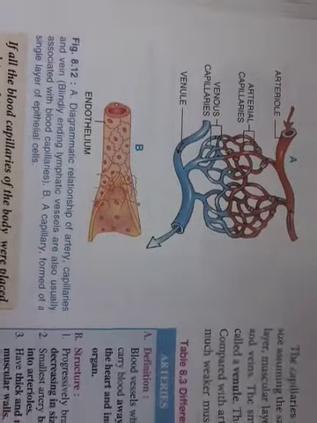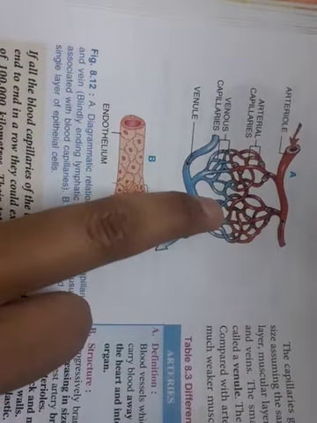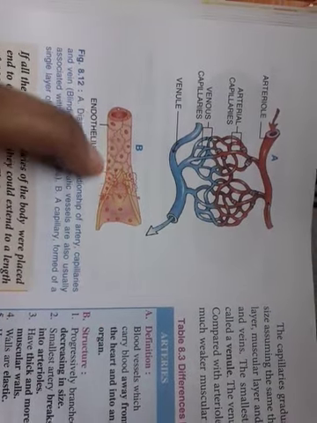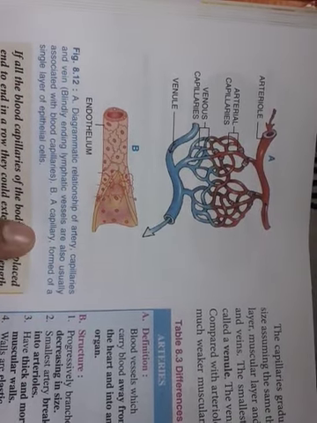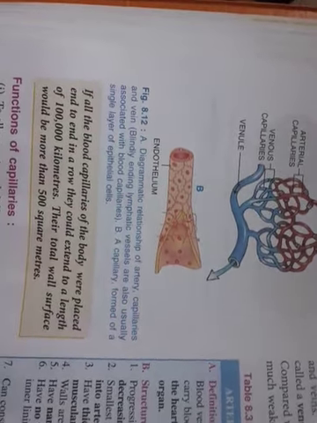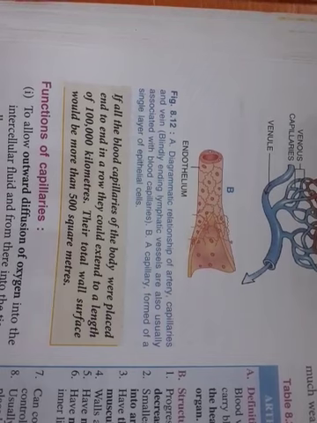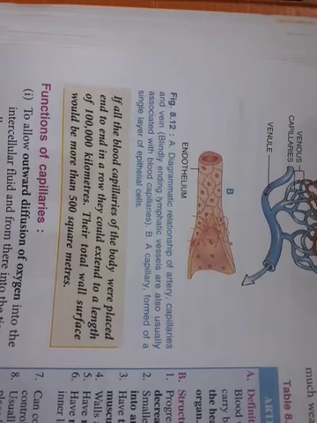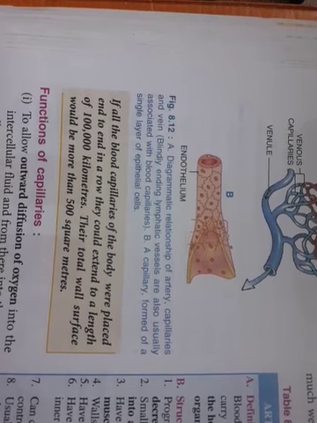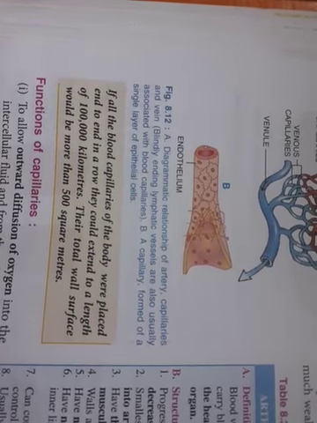Then there is the structure of the capillary, how it is. This is the arterial capillary, this is the venous capillary, this is the venule, the arteriole. This is the endothelium with which the capillary is covered, the diagrammatic relationship of artery and capillaries. If all the blood capillaries of the body were placed in a row, they would cover about 100,000 kilometers. Their total wall surface would be more than 500 square meters.